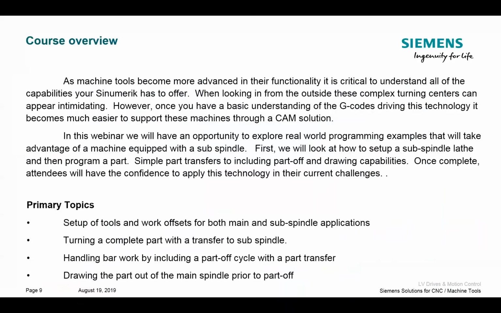We're going to do the same part and look at it in 4 different scenarios. First, a very simple one: just grab it, transfer to the sub, and do a back operation. Then we'll add a part-off cycle. We'll couple our spindles. We'll draw it. So we're going to go through the whole process here today.